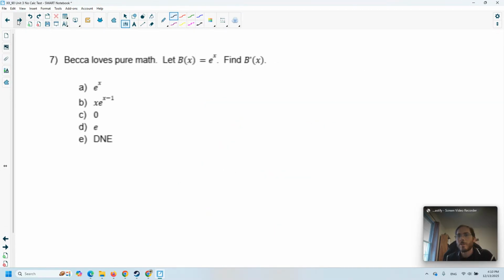Finally, we got 7. Becca loves pure math. Let b of x equal e to the x. Find b prime of x. Well, the derivative of e to the x is e to the x. So it's A. So that's what we had for that one. So that's it. That's the entire test.